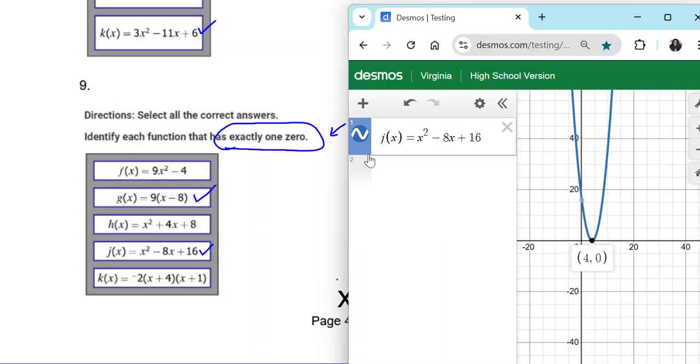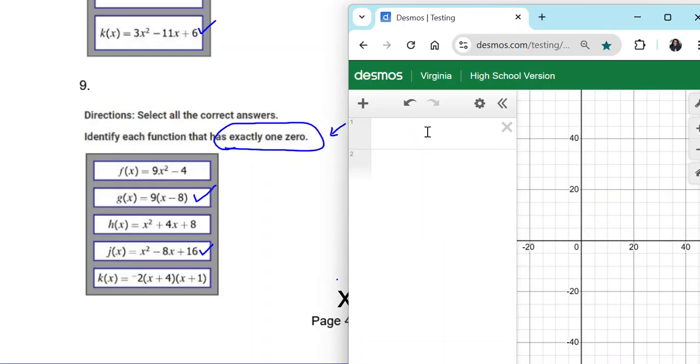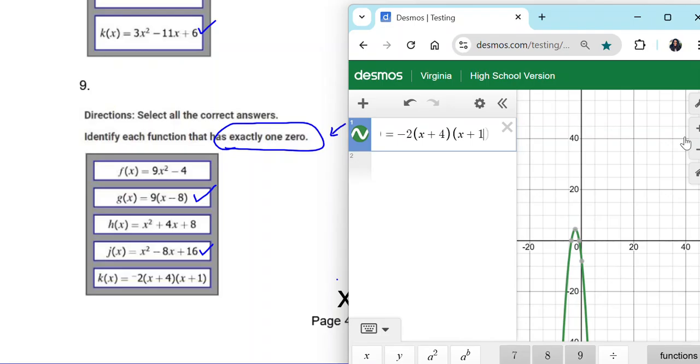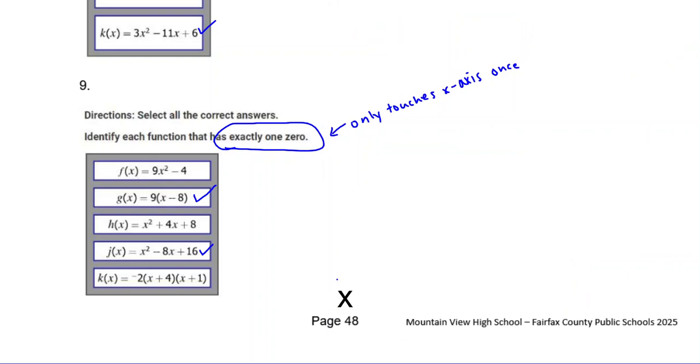One more. Let's see. Maybe the last one is an answer, maybe it's not. Make sure to read the question and see exactly what it's asking for. This one has 2 zeros. So it's only these two answers.